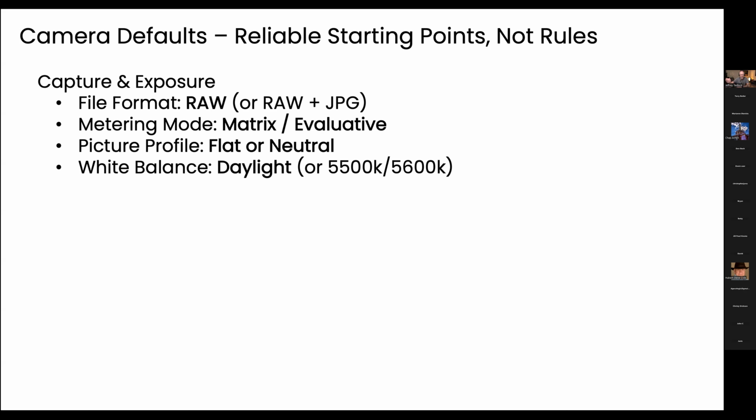If it's bright, I know it's trying to underexpose it. If it's dark, I know it's trying to overexpose it. And matrix evaluative, that's a great starting point in my opinion. Picture profile, again, because the histogram is actually reading off of the JPEG preview, even if you're shooting RAW, it's still taking that picture profile for that histogram.